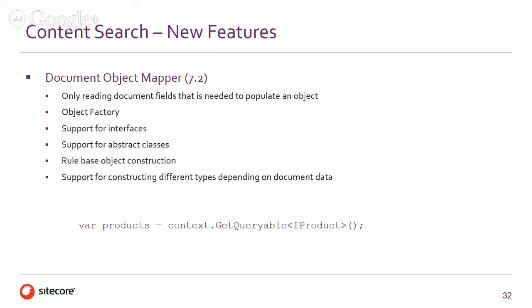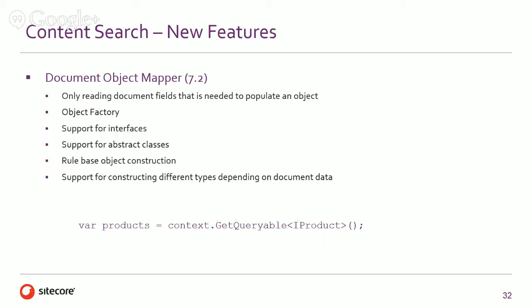All this is based around rule-based object construction. So for this to work, you actually have to tell us that when I mean IProduct, I actually mean the Product class, or I want the highlighted product class in this case. There are very simple rules like that that you can add into the config.